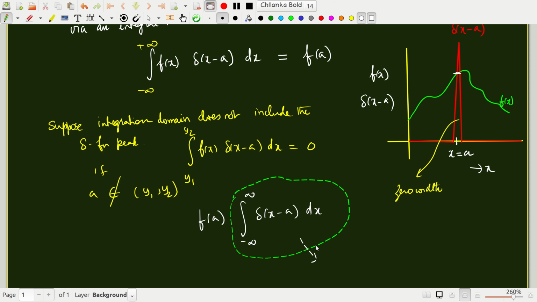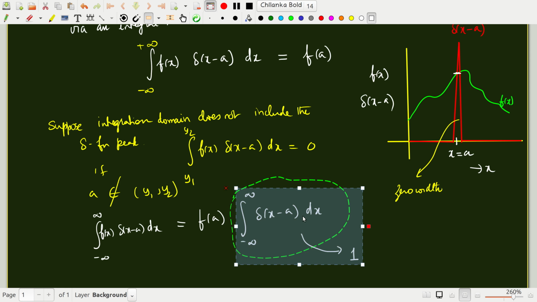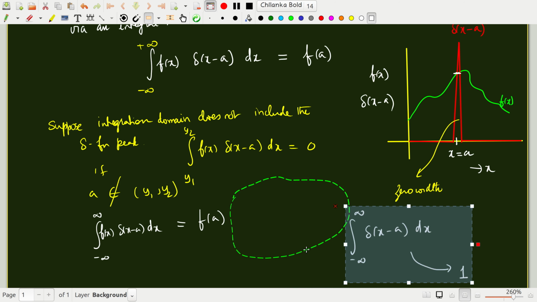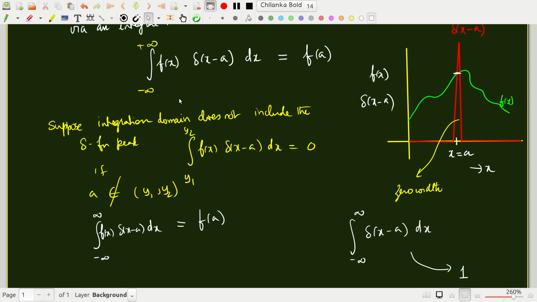So you are essentially left with the integral from minus infinity to infinity of f of x delta of x minus a dx, which is simply f of a, because this entire thing is unity. You can box this as well. This is an important result.